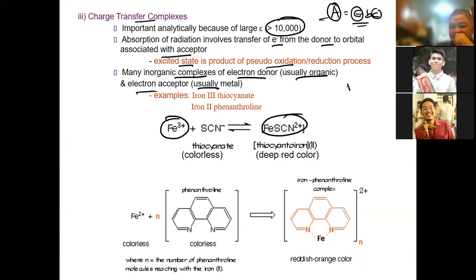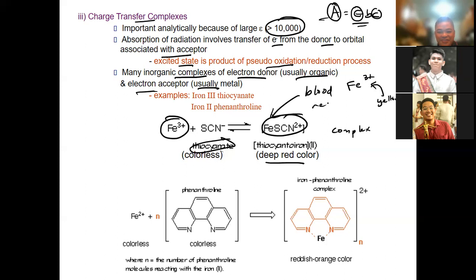What's the color of Fe3+? Usually yellowish. But you can detect its presence more if you react it with thiocyanate because it's going to produce a deep red color. So this is already a complex. This is what we call the bloody red solution.